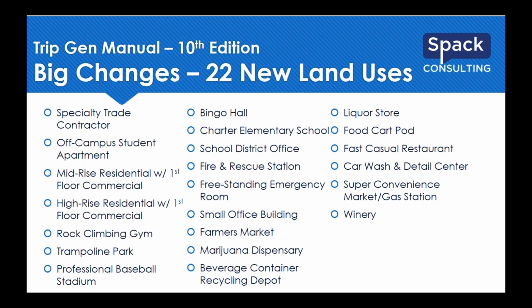Okay, we're not going to read off the big list here, but 22 new land uses were added. And I think the big thing pulled out of this is that they're getting very specific. We had our broad categories before of office or general retail, that sort of thing. Now we're starting to get into some very specific ones, like the small office building or a school district office. So we're starting to drill down, very specific, into the land use you're looking for.